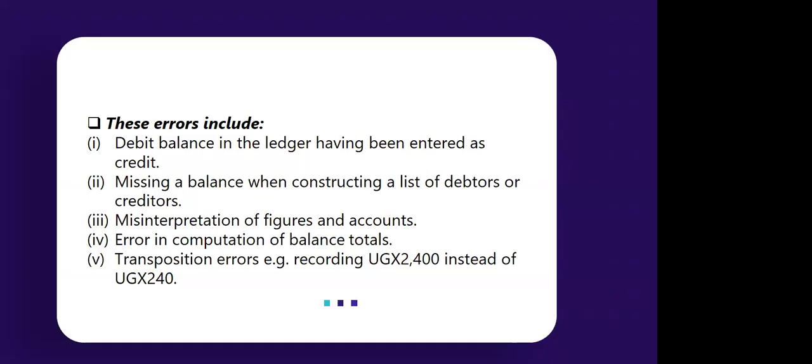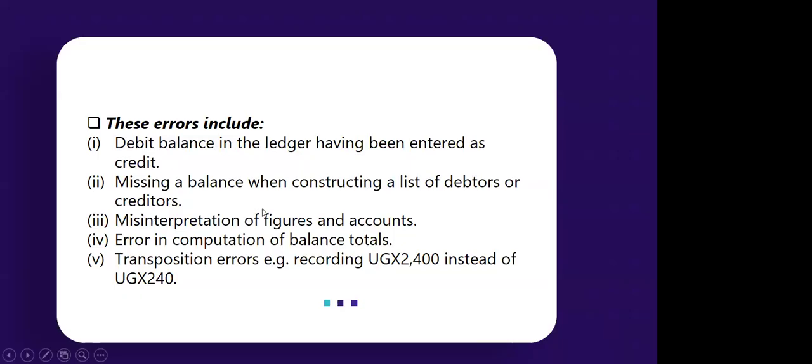Automatically, your trial balance will not balance, because now you're just entering balances from your ledger accounts. You're not dealing with journal entries. You've already done that, and now you're giving us a summary.